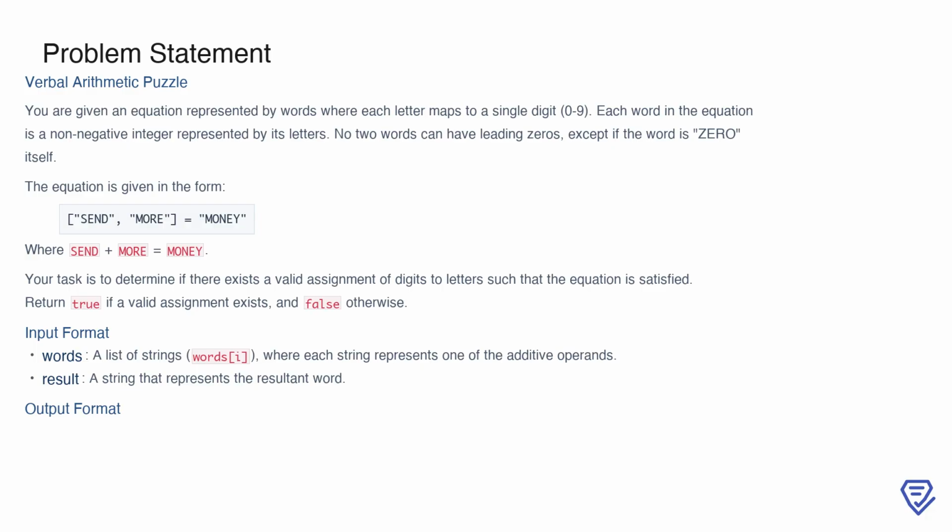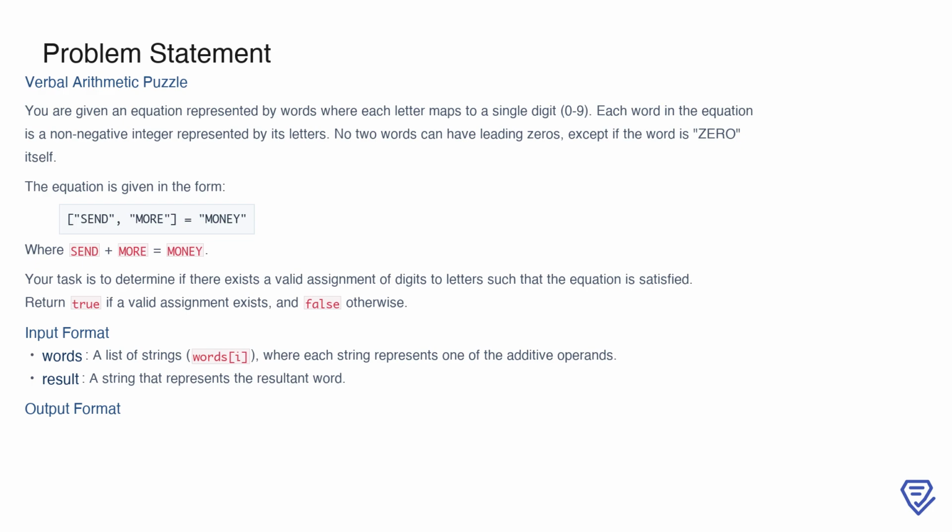In this problem, we are working with an equation where words are used to represent numbers. Each letter in these words corresponds to a unique digit between 0 and 9. The goal is to assign digits to letters such that the equation holds true, treating the words as numbers.